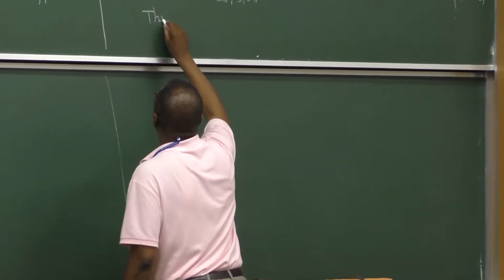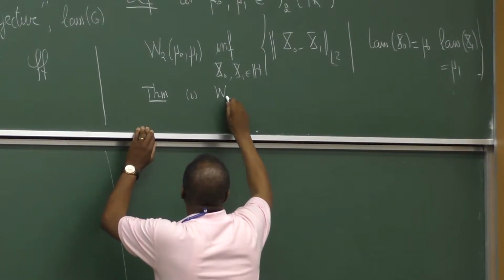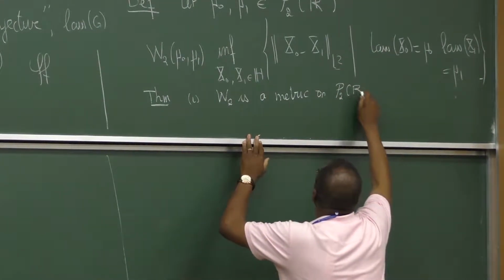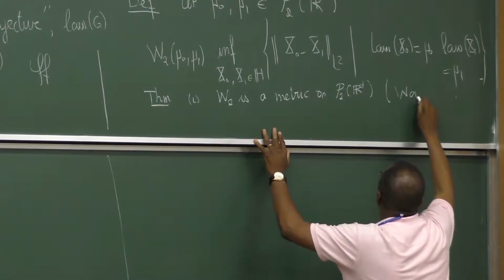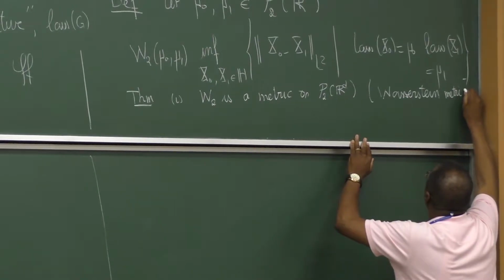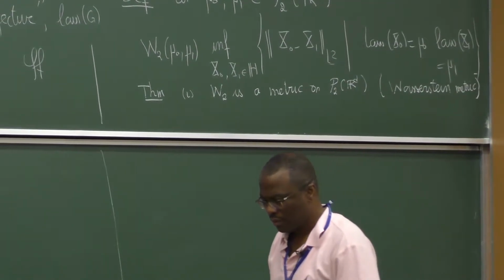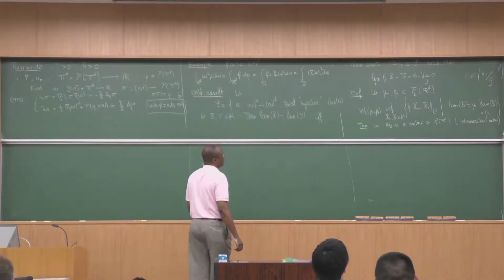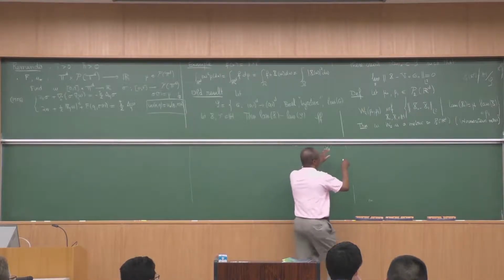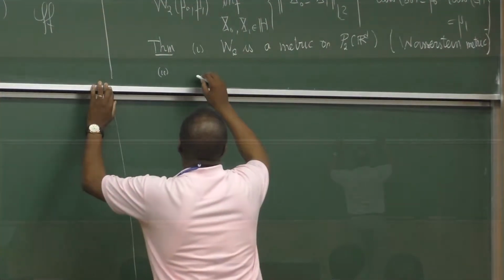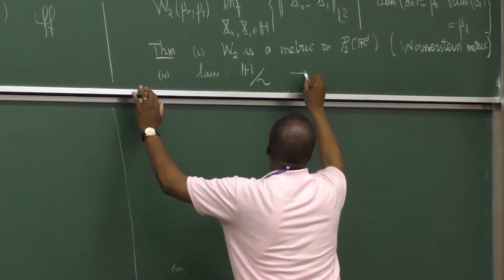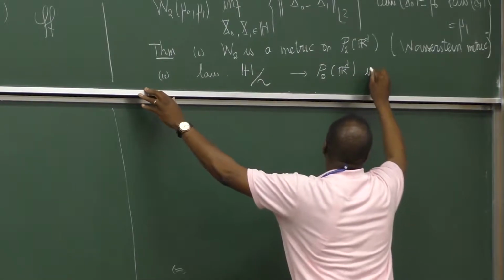So, theorem. First, W2 is a metric on P2 of R^d, called the Wasserstein metric. Second, if you define the law on the quotient space H into P2 of R^d, it is an isomorphism.